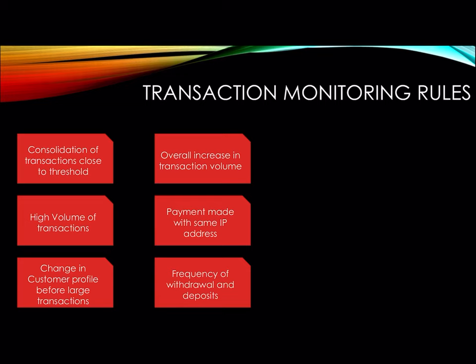Frequency of withdrawal and deposit. This rule identifies parties where the total value of credit is similar to the total value of debit over a short time frame. It detects activity when there is a movement of funds. So there may be a scenario where as soon as money is deposited, it's being withdrawn. And this may lead to some money laundering or similar predicate offenses which we can think of.